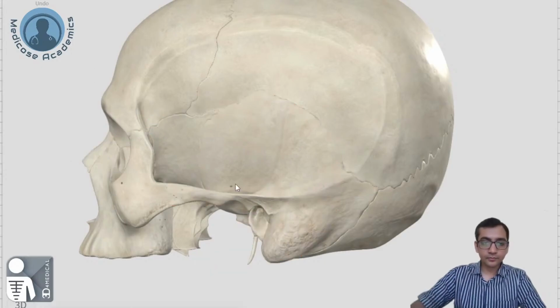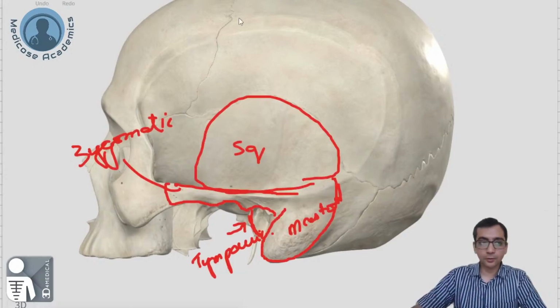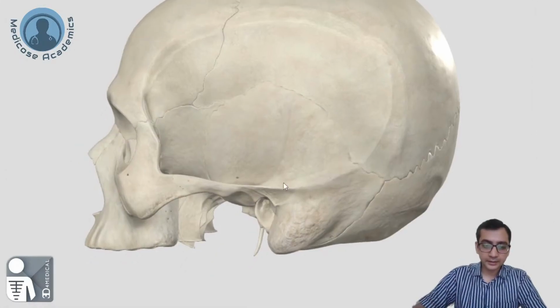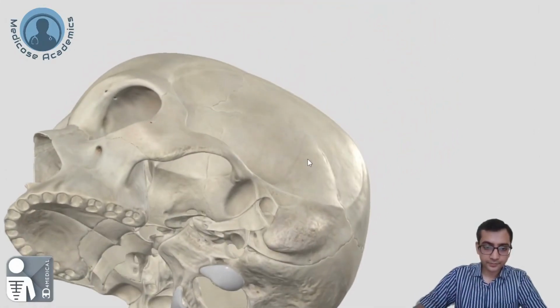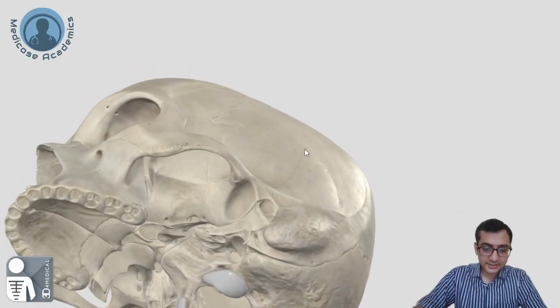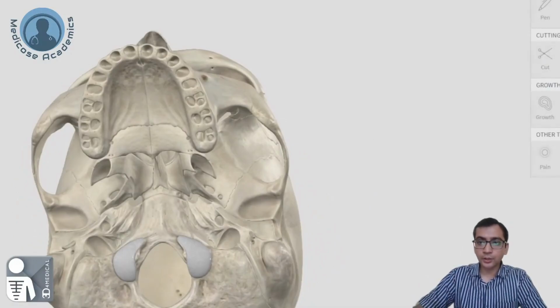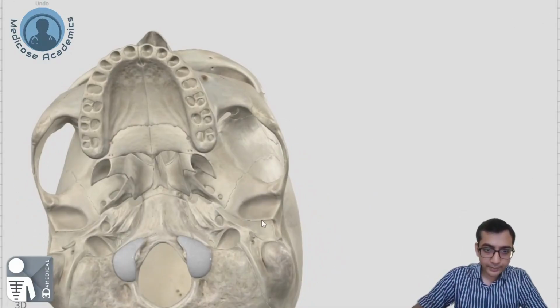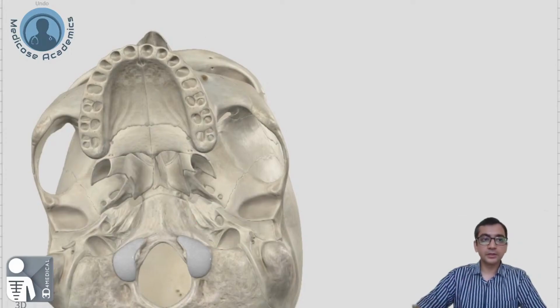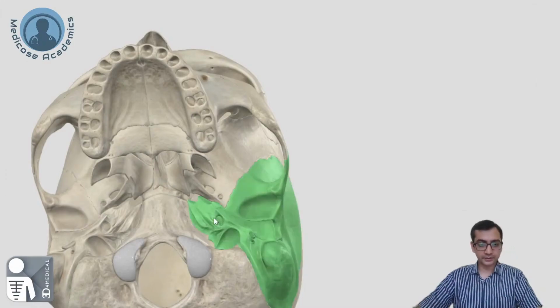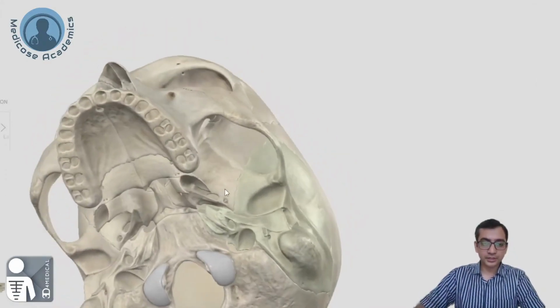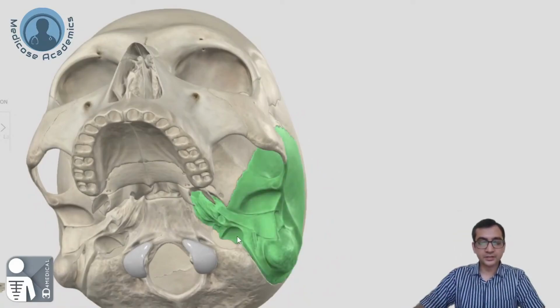What else? If we look a little from the opposite aspect, you will see two more things. I will go into a little more detail when we get to the base. You will see this suture. This part is the petrous part. Let me show you here. Yes, this part shown in green is the petrous part of the temporal bone.